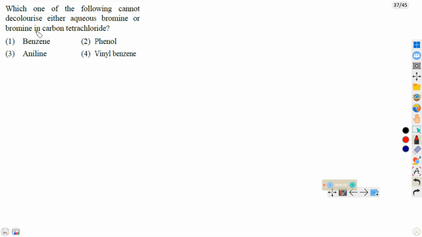Which one of the following cannot decolorize either aqueous bromine or bromine in carbon tetrachloride? Benzene. Why benzene? Because of aromatic stability, it cannot decolorize either aqueous bromine or bromine in carbon tetrachloride.